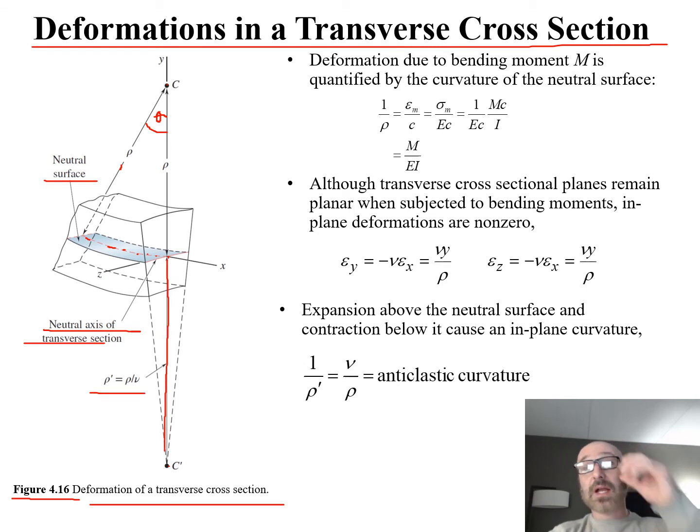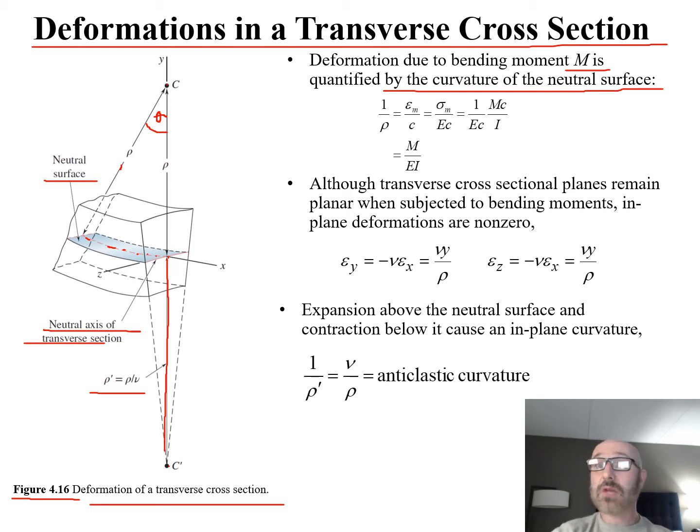So this relates back now. From the information given on this diagram, the deformation due to bending moment M is quantified by the curvature of the neutral surface. So this rho gives us the information on the curvature, and we look at the inverse property of that. We have 1 over rho is equal to epsilon sub m, our max strain, over that value of c. Again, that c is the distance to our outer surface.